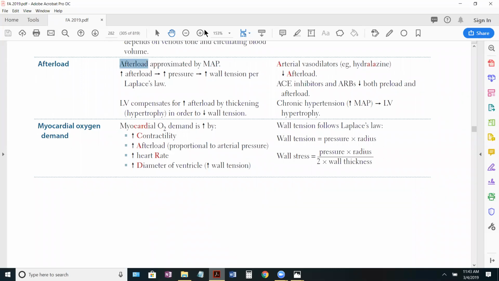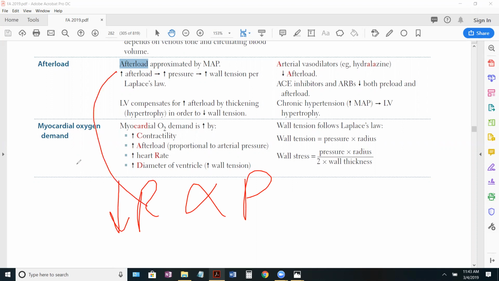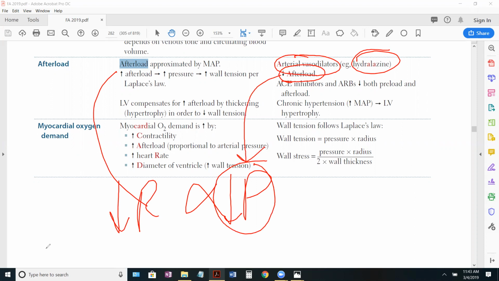And that's why I'm telling you, don't get confused about this equation. If you decrease the resistance, meaning you decrease the afterload, you will decrease the pressure. And that's what hydralazine is doing. Hydralazine will decrease the afterload by causing arteriolar vasodilation. And once you vasodilate, the need for high pressure will be gone, and you will see an immediate drop in the pressure of the system. That's what we need.